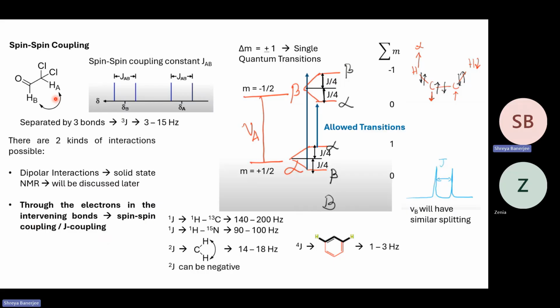What happens is that when you have a single proton, it has two energy levels, plus half and minus half. Now, when this proton is coupling with HB, then each level splits up into two more levels. So initially you have two levels, the lower one is called alpha, the upper one is called beta.